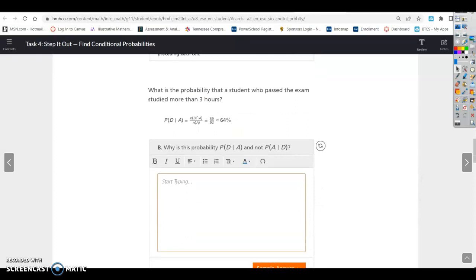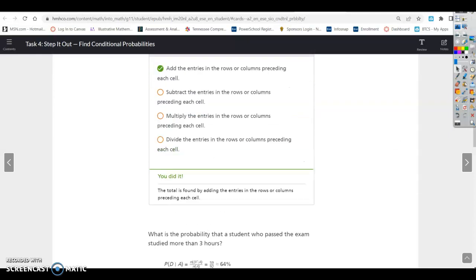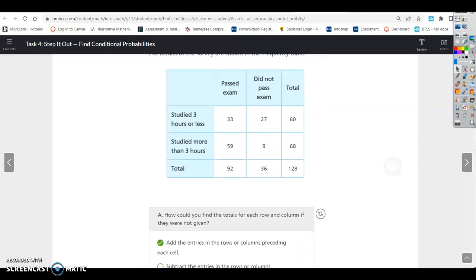What is the probability that a student who passed the exam studied more than 3 hours? Studied more than 3 hours.